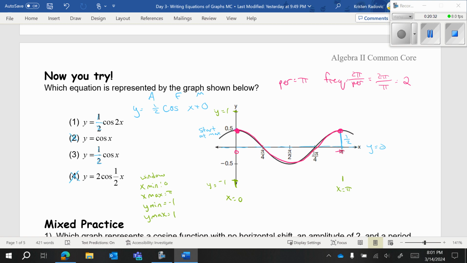That means this graph cycles twice from 0 to 2 pi. Your frequency is always from 0 to 2 pi, which is a full circle. So we're going to put our frequency of 2 inside. That would be this one.